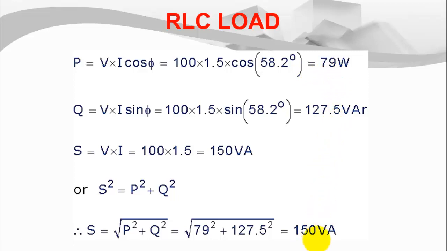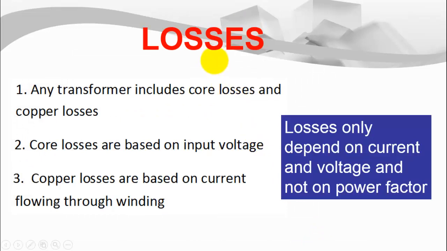Another reason why transformers are rated in kVA is the losses. Any transformer has two types of losses: core losses and copper losses. The core losses are based on the input voltage, whereas the copper losses are based on the current flowing in the windings. So the total losses depend only on the current and the voltage and not on the power factor. Since we are not dealing with the power factor, both the rating of the transformer and the losses of the transformer are expressed in VA or kVA.